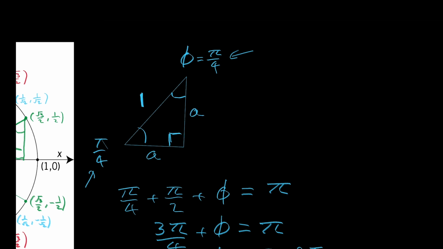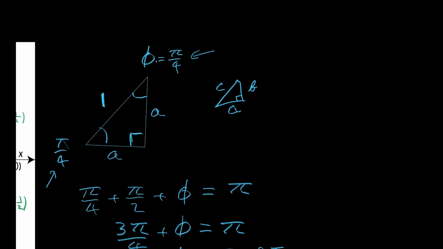Now Pythagoras' theorem tells us that if we have a right angle triangle with a side length of A, a side length of B, and a hypotenuse of side length C, the square of the hypotenuse is equal to the sum of the squares of the other two sides. And the actual length of the hypotenuse is what you would get if you took the square root of both sides. So the length of the hypotenuse is equal to the square root of the sum of the squares of the other two sides.